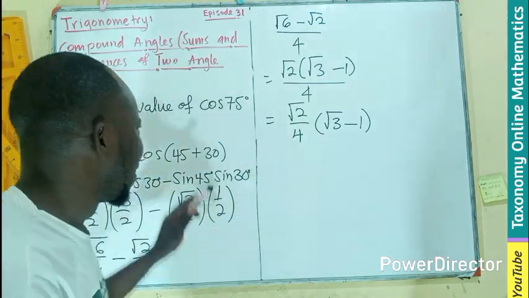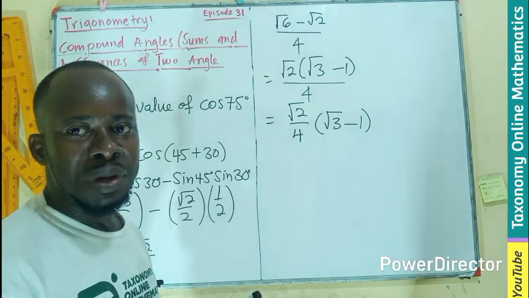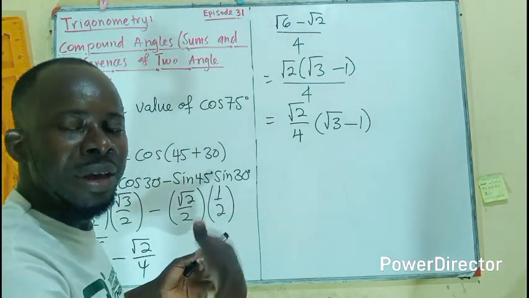I guess you get the concept. The 75 looks so simple, but we need to expand it based on the sum and the difference of angles.